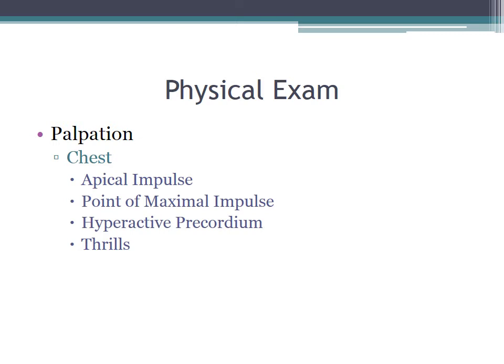Normal newborns and infants have RV dominance and therefore more RV impulse than older children. If the impulse is more diffuse and slow rising, it's called a heave. If it's well localized and sharp rising, it's called a tap. Heaves are often associated with volume overload, and taps are associated with pressure overload. Hyperactive precordium. The presence of a hyperactive precordium characterizes heart disease with volume overload, like large left-right shunts, PDAs, VSDs, or heart disease with severe valvular regurgitation, like aortic insufficiency or mitral regurgitation.